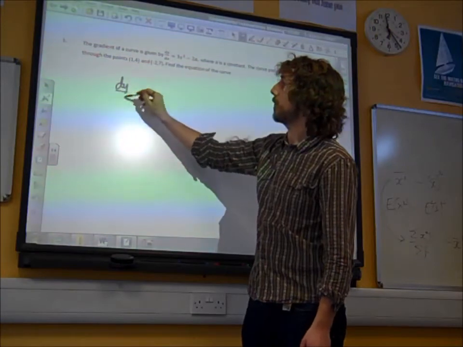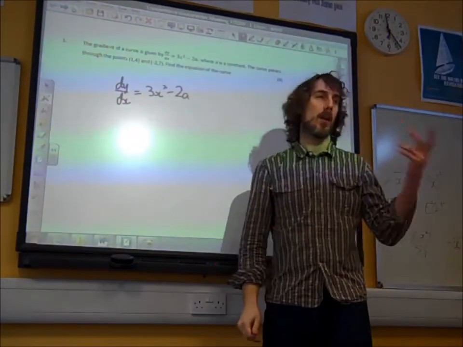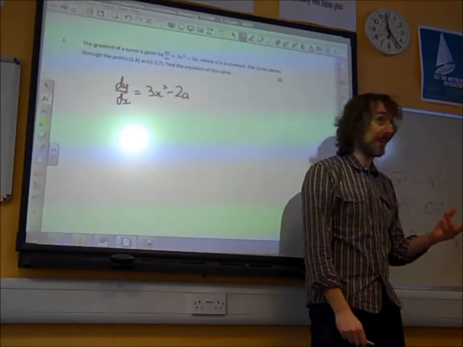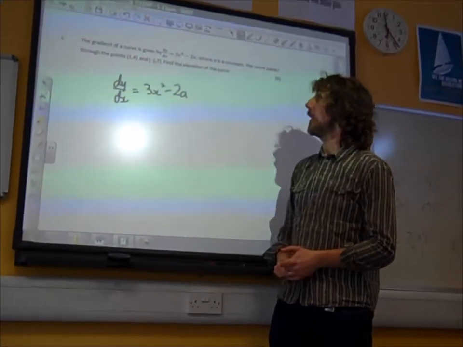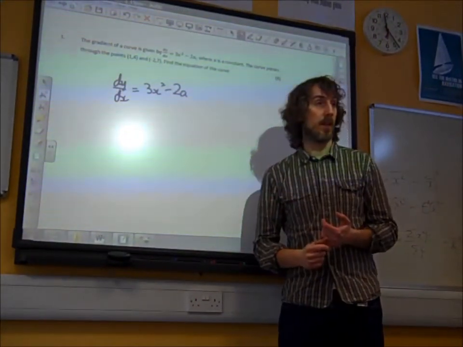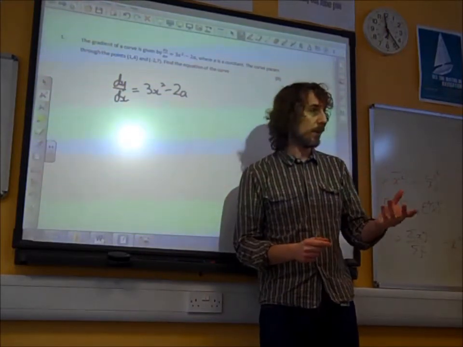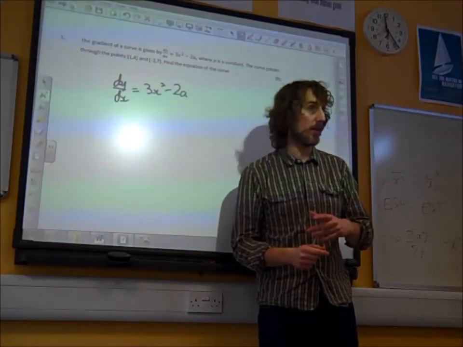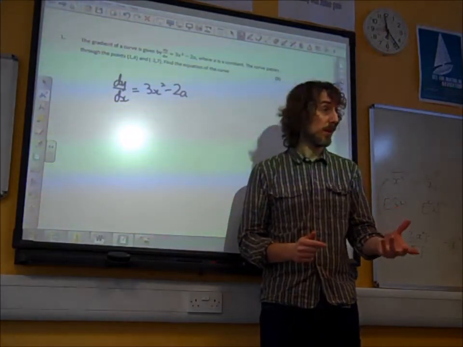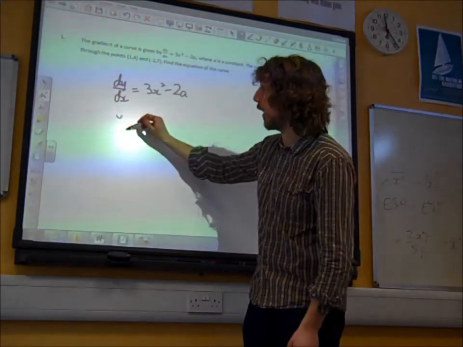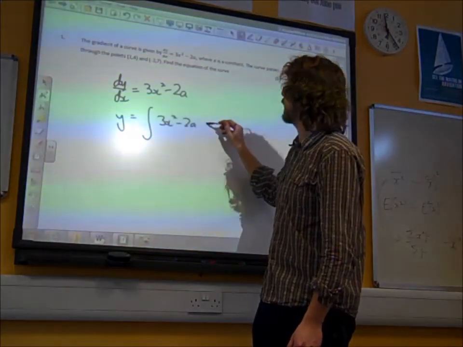So, basically this means that something has been differentiated, and the answer when you differentiate it was 3x squared minus 2a. Now we're told 2 points that this curve passes through, and we need to find the equation of the curve. Well, that means we need to find what was differentiated to give this. What's the reverse of differentiation? Integration. So we're going to integrate. So y is the integral of 3x squared minus 2a dx.